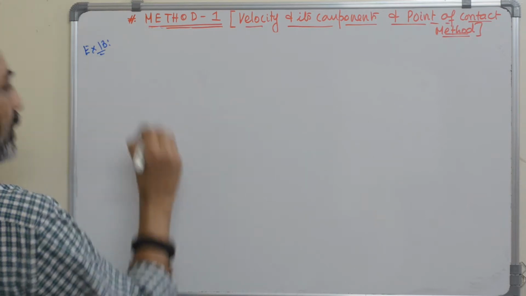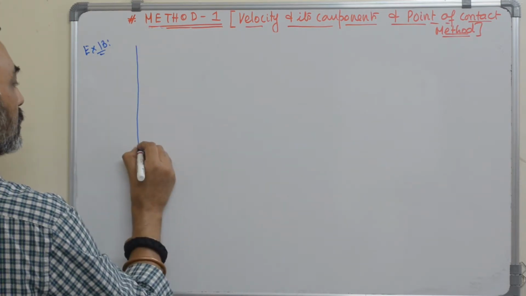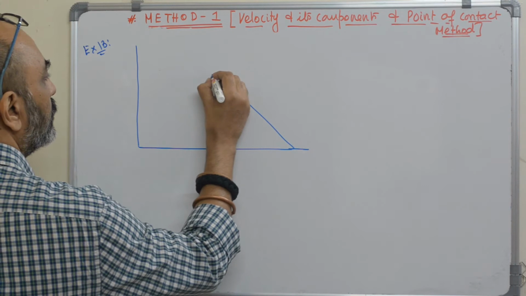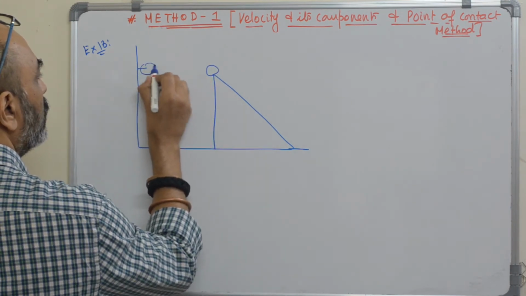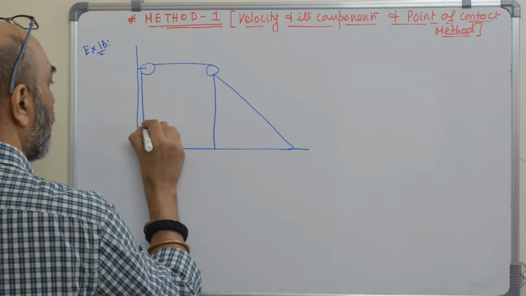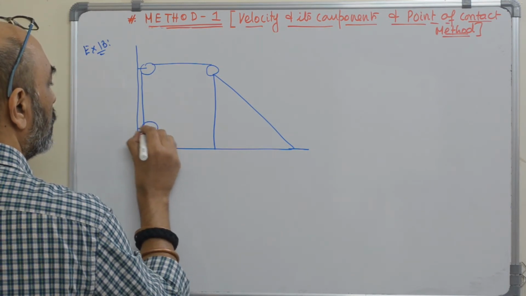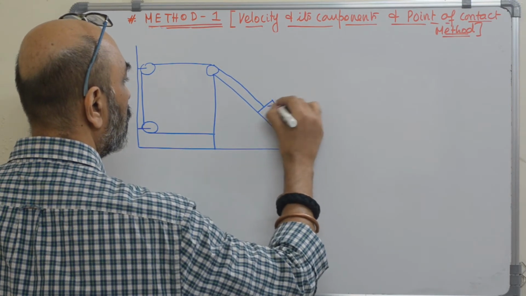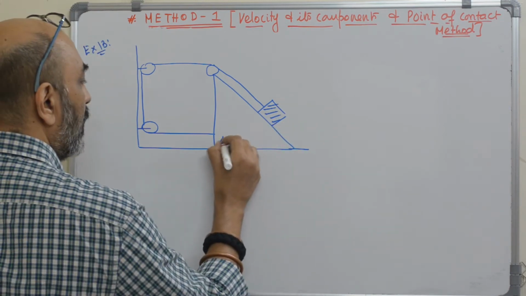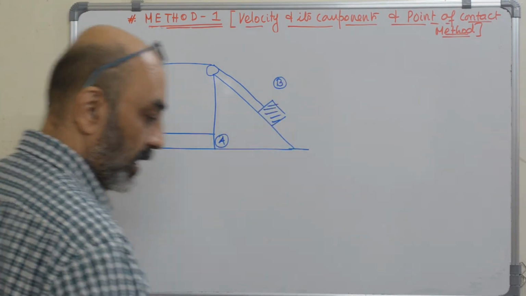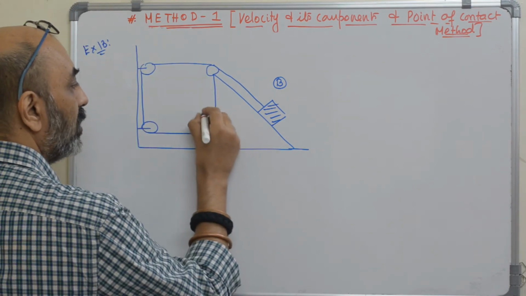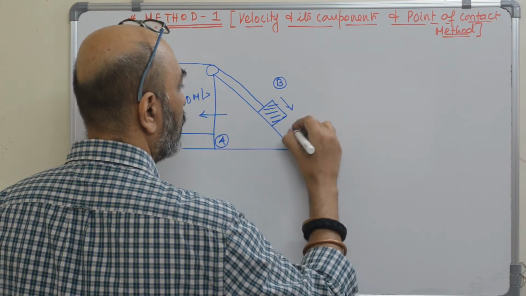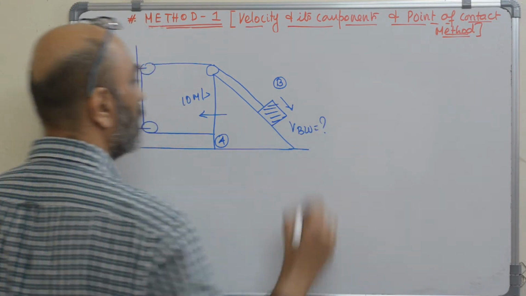Example 13. We have an inclined plane, pulley, this is wedge A, that is block B. Wedge A is moving in that direction with 10 meter per second. Question is, velocity of block B with respect to the wedge is how much?